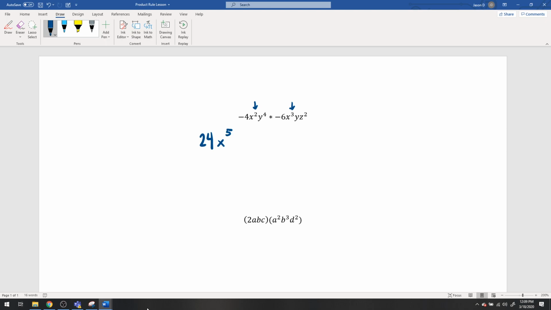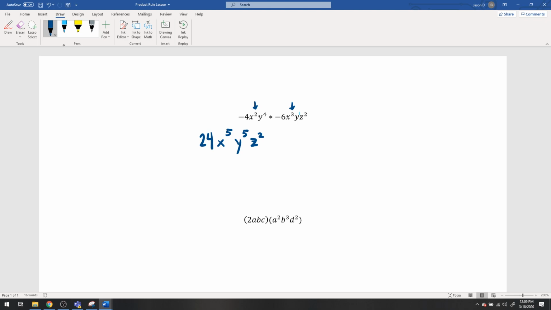You want to do this for every single variable or every single base that has an exponent on it. It turns out actually this y right here does as well. It doesn't appear to have an exponent, but it's assumed that the exponent is 1. When we do y to the 4th times y to the 1st, that gives y to the 5th, because 4 plus 1 is 5. And then because the z squared doesn't have anything to multiply with, it just stays the same. And so the result is 24 x to the 5th power, y to the 5th power, and z squared.